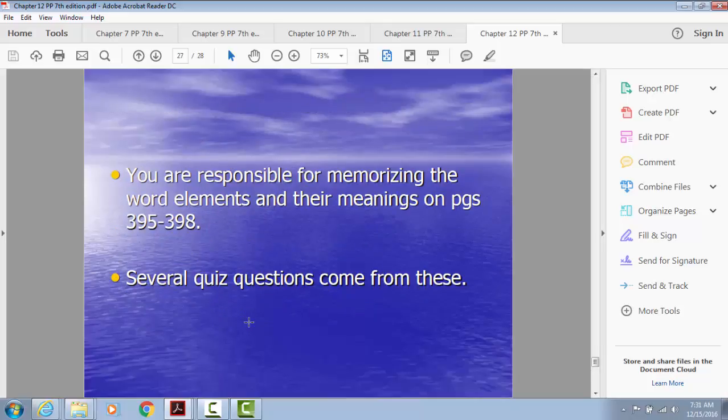You are responsible for memorizing all of the word elements and their meanings from pages 395 through 398, all of the combining forms, prefixes, and suffixes, and their meanings. Here ends the recording for Chapter 12, Female Reproductive System.